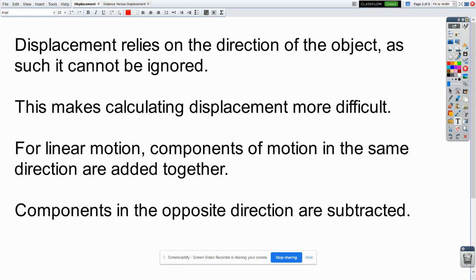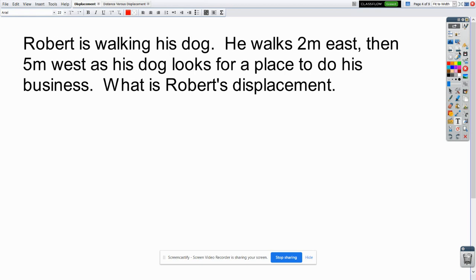Displacement relies on direction. As a result, the direction you move cannot be ignored. This makes calculating displacement a little bit more difficult than calculating distance. For linear motion, components of motion in the same direction can be added together. Components in the opposite direction are subtracted. Let's take a little look at how that works.